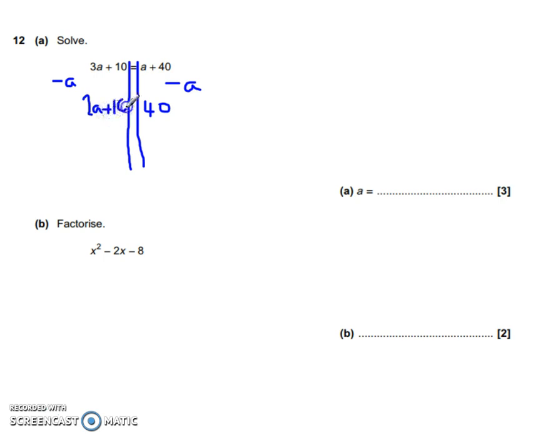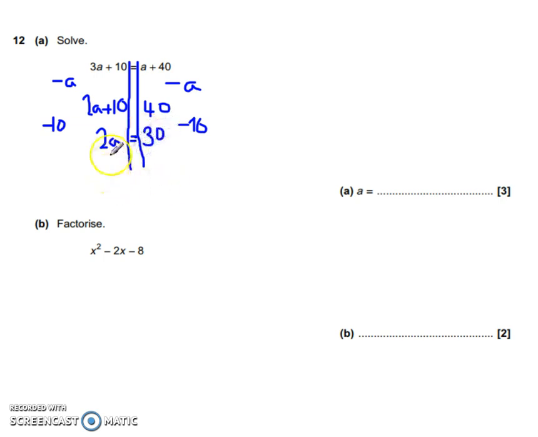Now, just like I got the letters on one side of my equation, I need to get the numbers on the other side. So we need to get rid of this plus 10. So the opposite of adding 10 is taking away 10. So if we take away 10 from both sides, we are going to end up with 2a equals, and then 40 take away 10 is 30.